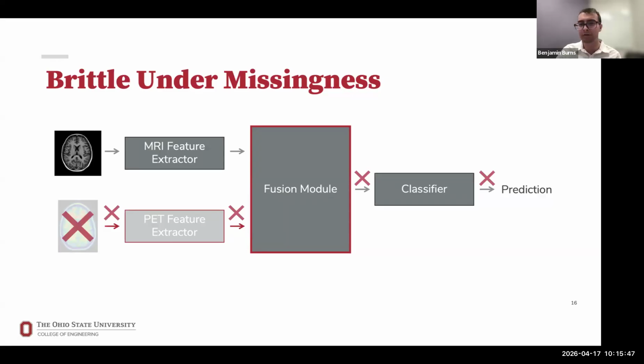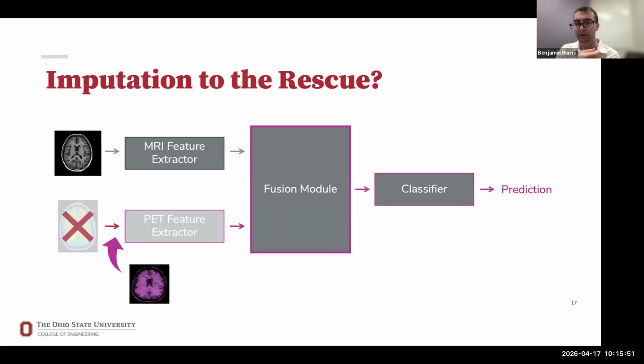Now, the obvious and maybe naive approach to fix this is to pretend that we have that missing data. We can use imputation methods, such as a generative model, to use the information we do have to guess what the PET image would look like. And that's what I try to represent with the purple down here. And then we can proceed more or less as normal with our fusion module, the classifier, and prediction.